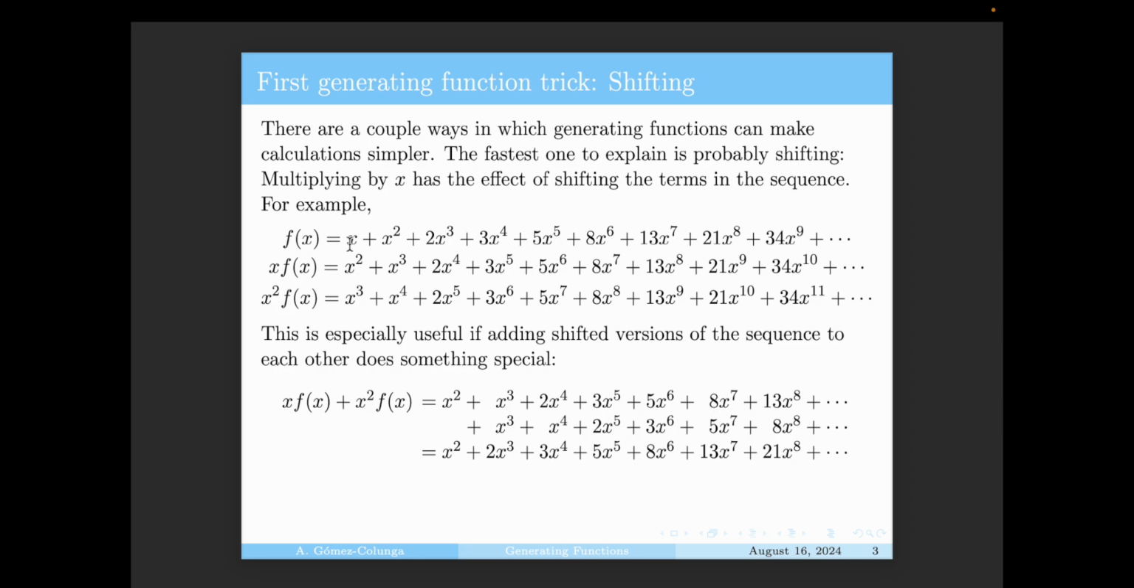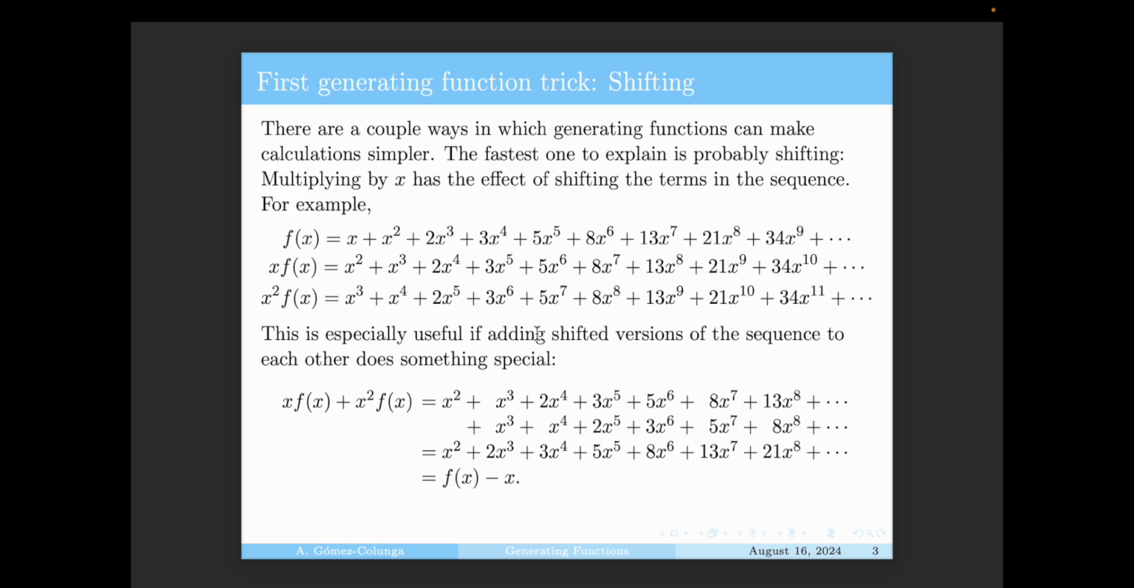This looks just like our initial function, x squared plus 2x cubed plus 3x to the 4th plus 5x to the 5th, except it's missing its x term. The initial x term right here is absent. So this is just f of x minus x.